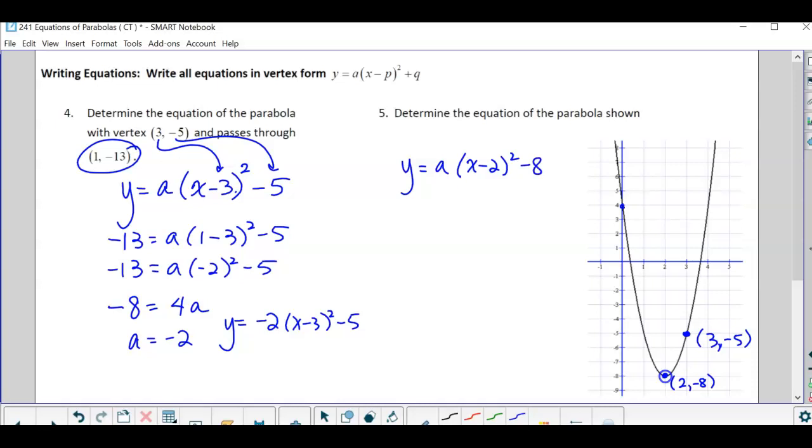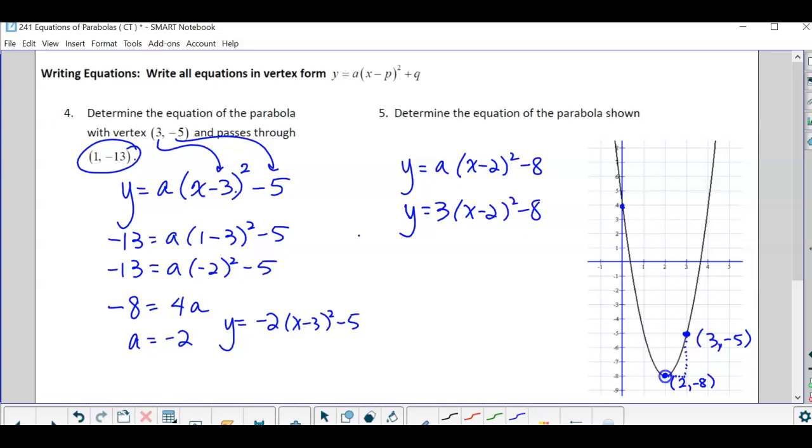So put your vertex in. Remember when we graph them, if we go 1 over and then up from there will tell us our a value. So that's 3 up. So really, this is y equals 3 times (x minus 2) squared minus 8.